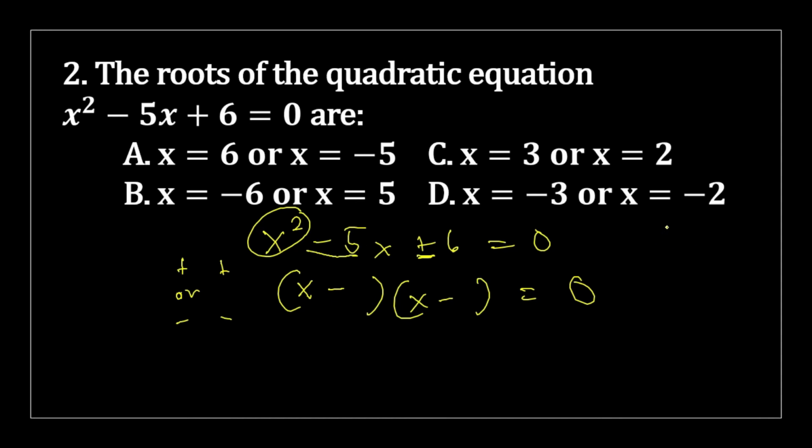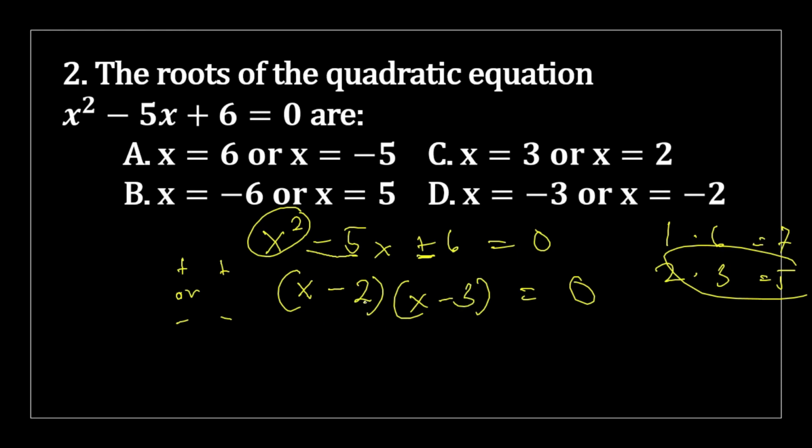The factors of 6 are 1 times 6, 2 times 3. So 1 times 6, if we add them, the answer is 7. And 2 times 3, if we add 2 and 3, the answer is 5. So let's get 2 and 3. Let's put 2 here and 3 here. So now we have these factors.